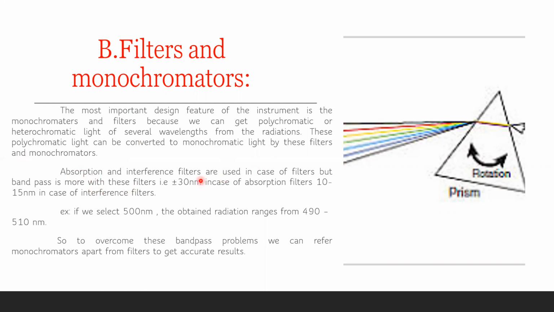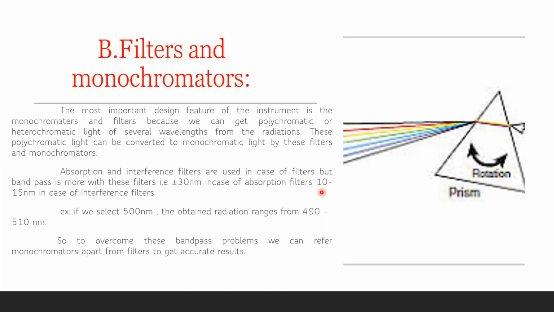But when we are using these filters, absorption or interference filters, there is a band pass. So first, coming to absorption filters, in the case of absorption filters, we can get plus or minus 30 nanometers band pass. That means if we select 300 nanometers as the wavelength, but when we are using these absorption filters, we will get either 270 nanometers or 330 nanometers. That is, a wavelength difference of less or more than 30 nanometers is there when using these absorption filters.